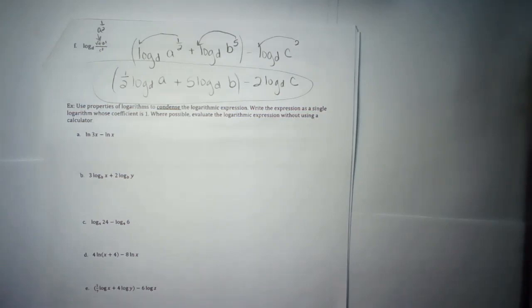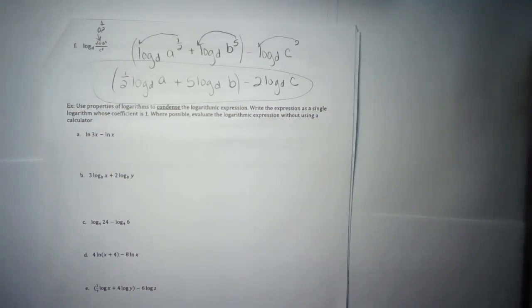Now, we want to go the other direction for A through F below here. Now we want to condense. So let's talk about what that means. There's two important things to talk about. We're on page 13. Okay, so we're going to make everything into one log.